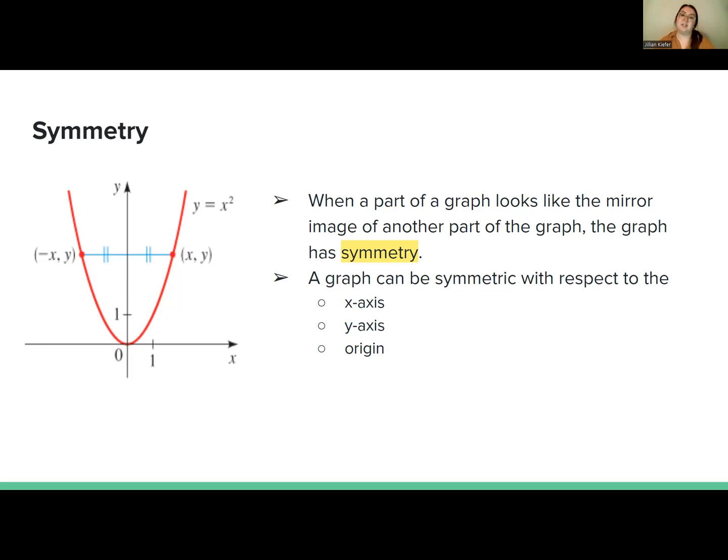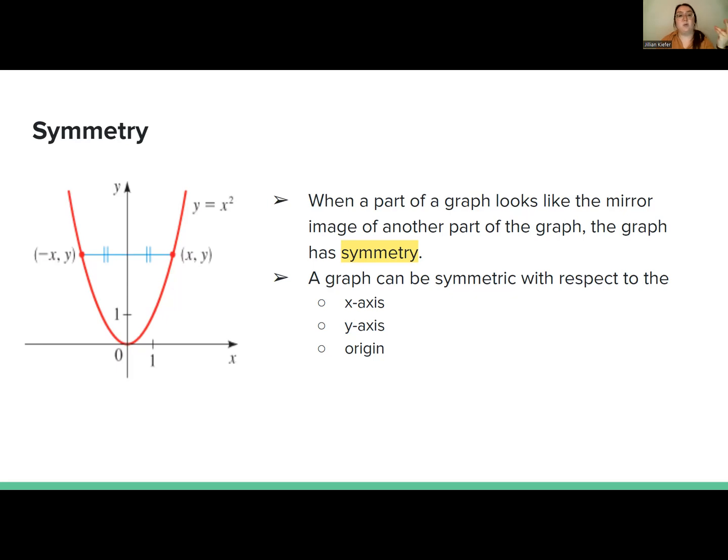And even a third case, you can have symmetry diagonally as well. So a graph is symmetric to the x-axis, the y-axis, or the origin. If your graph is symmetric with respect to the x-axis, that means that it's symmetric across the x-axis. So that's that vertical symmetry, the up and down symmetry. A graph being symmetric to the y-axis, since your y-axis is vertical, means that it's symmetric across left and right. So it's a little bit of a horizontal symmetry.